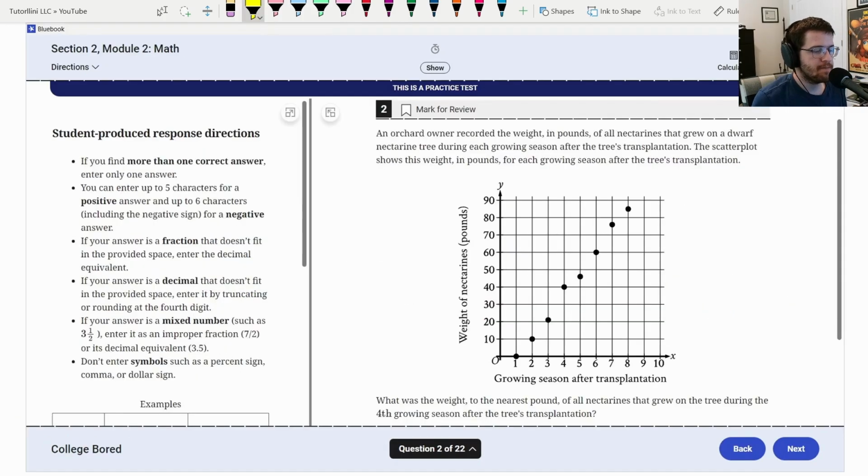Okay, question 2. So the question wants us to essentially just read this chart for the 4th growing season. So I'm going to look at the 4th growing season, work my way up, and then read the y-axis. And it says that the weight is 40 pounds, and that is our answer.